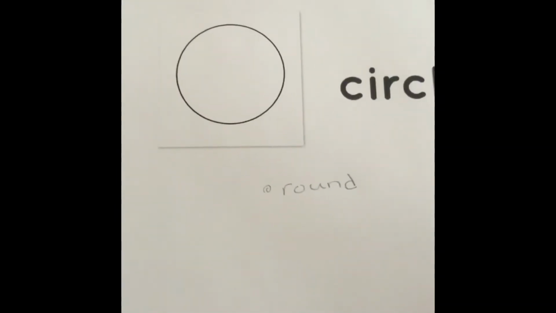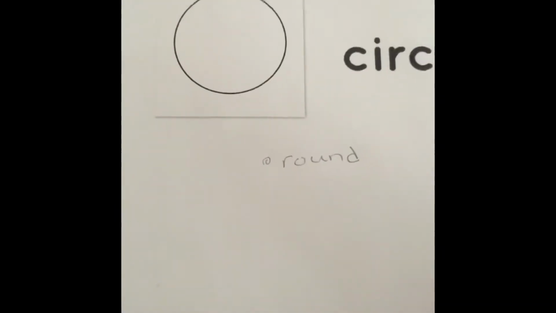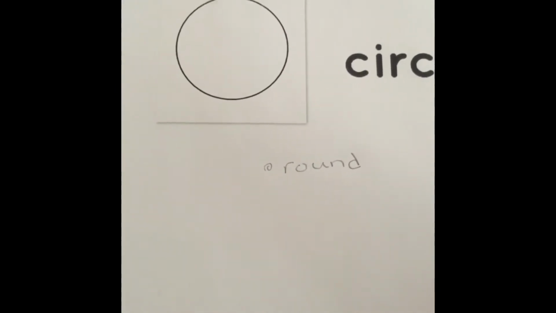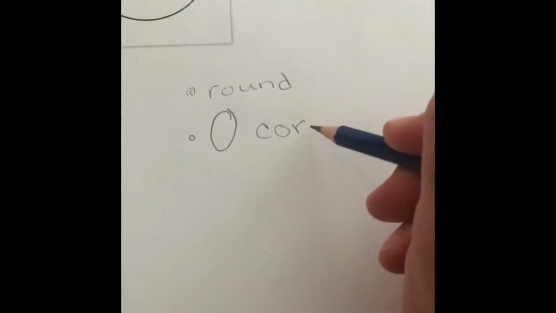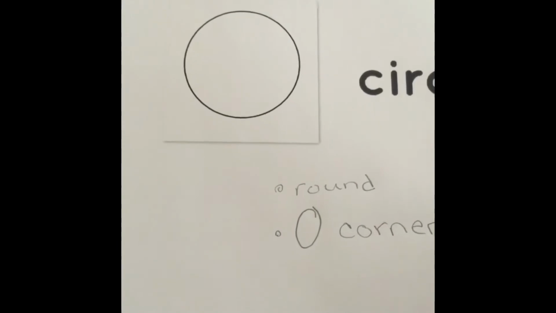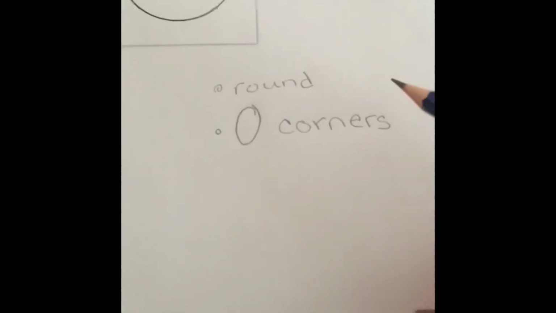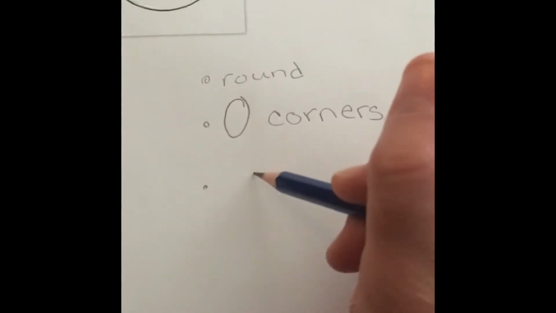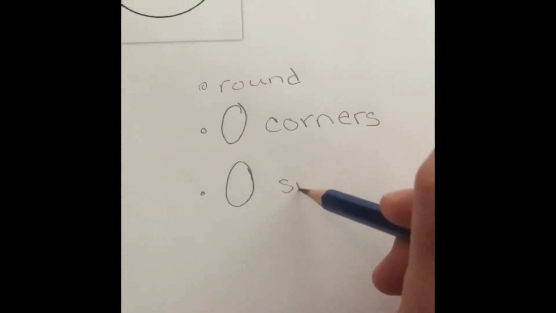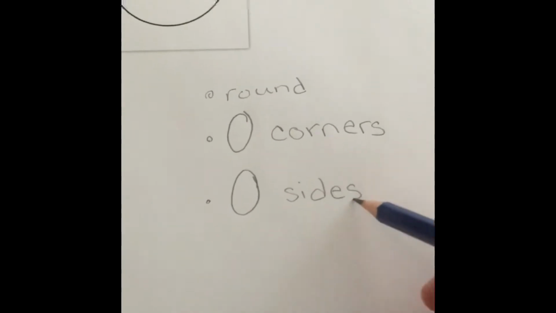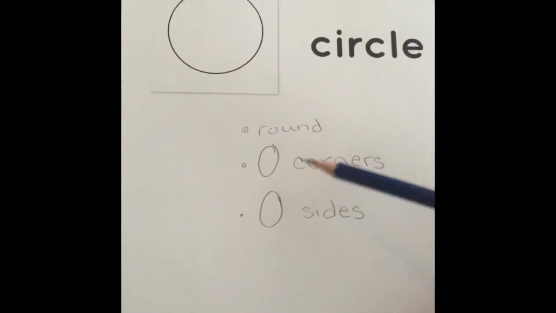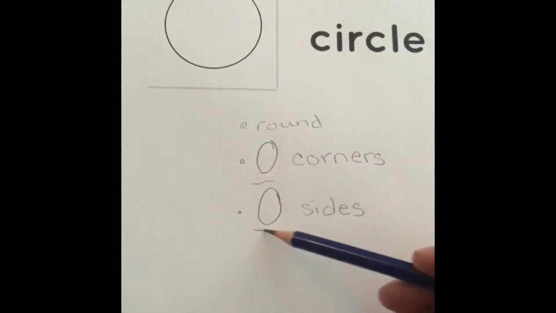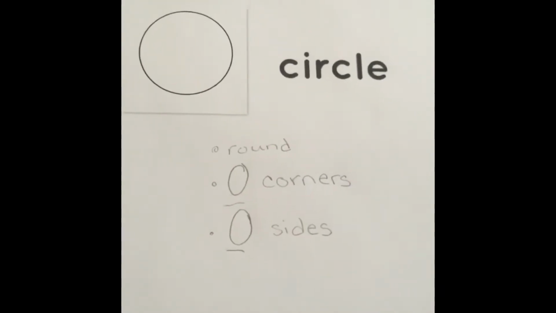Now take a look at our circle. How many corners does our circle have? You're right, it has 0 corners. And take a look at our circle. How many sides does our circle have? That's right, it has 0 sides. So we have a circle, it is round, it has 0 corners and 0 sides. All right, let's move on to the next shape.